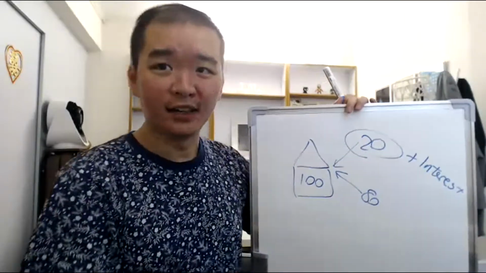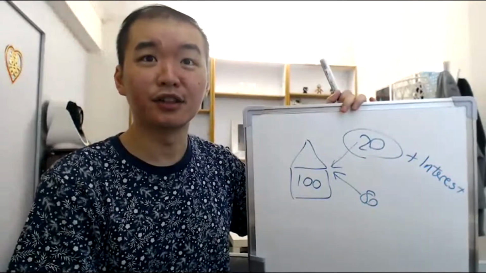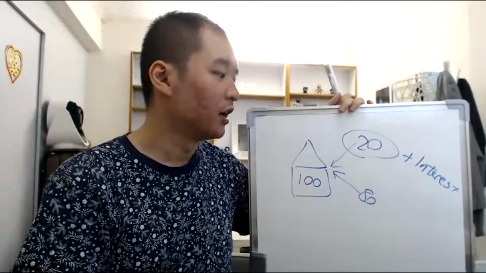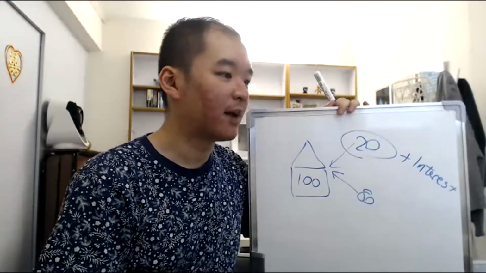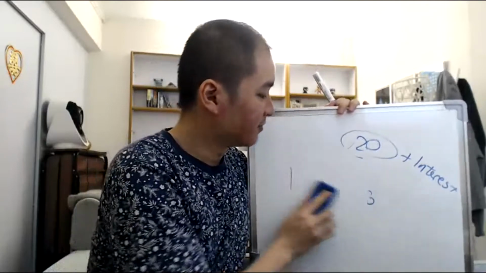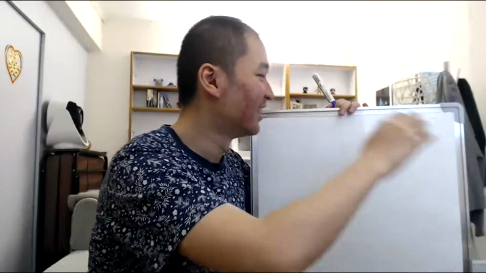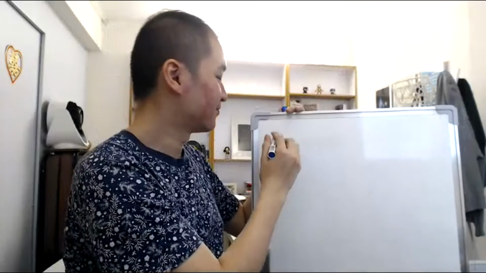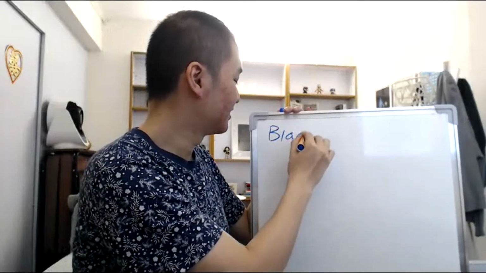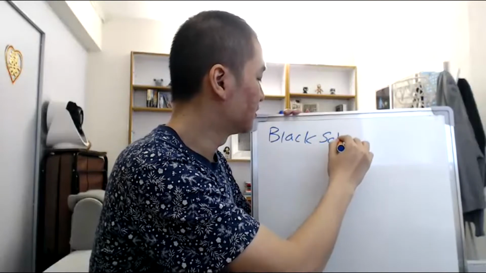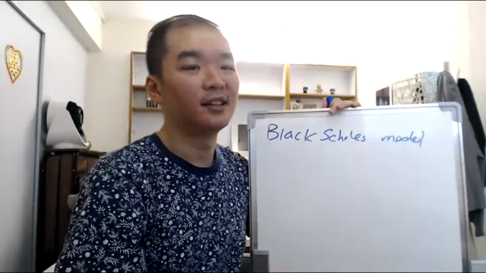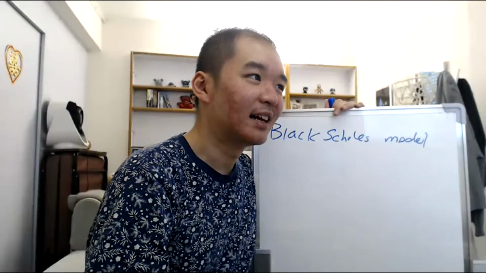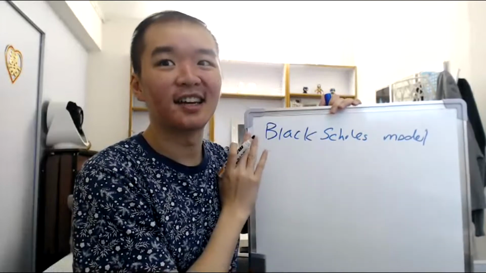Now, if you Google online and search up options and how to value options, you're going to come across something called the Black-Scholes model. It's a mathematical formula that will confuse you. You don't need to go through this, and it's completely optional.